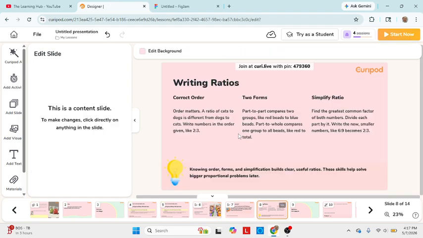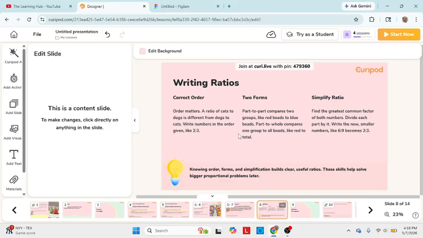So let's see, writing ratios in the correct order. Order matters. A ratio of cats to dogs is different from dogs to cats. Write numbers in the order given, like 2 to 3, otherwise you'll basically get the question wrong. If it says 2 cats and 3 dogs, you can't write 3 to 2 if it asks cats to dogs. There are two forms. Part to part compares two groups, like red beads to blue beads. Part to whole compares one group to all the beads, like red to total. So normal ratios that you might see could usually be part to whole or part to part.